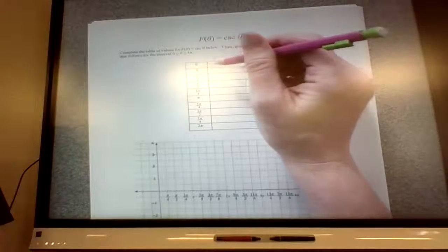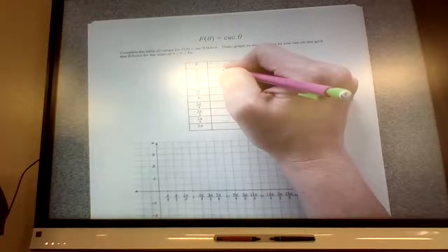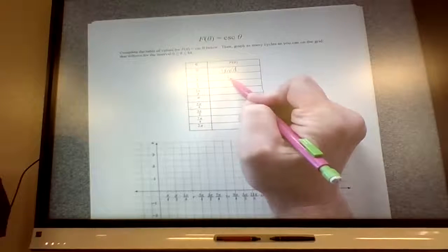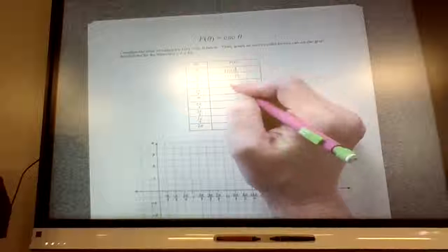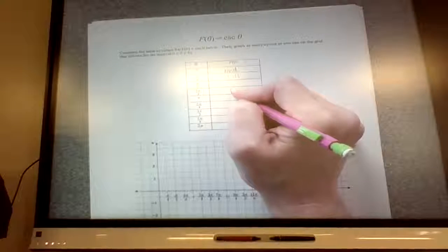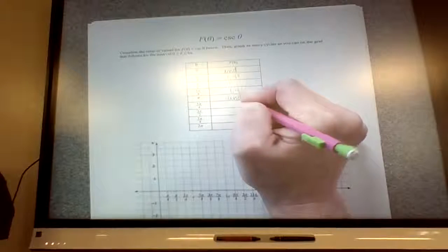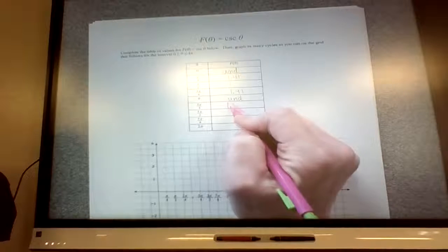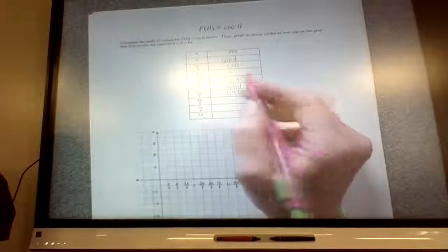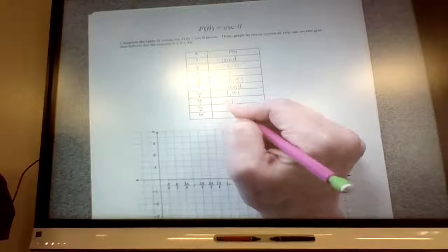What'd you get for 0? What'd you get for pi over 4? 1.41. Pi over 2? 1. 3 pi over 4? 1.41. Pi? Undefined. 5 pi over 4? 3 pi over 2? 7 pi over 4? And 2 pi?